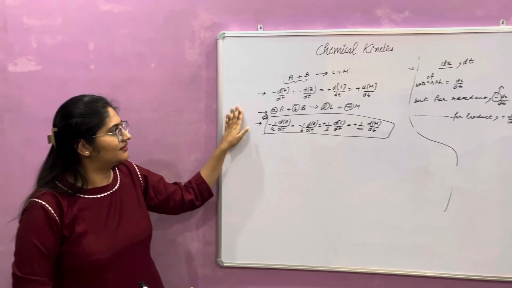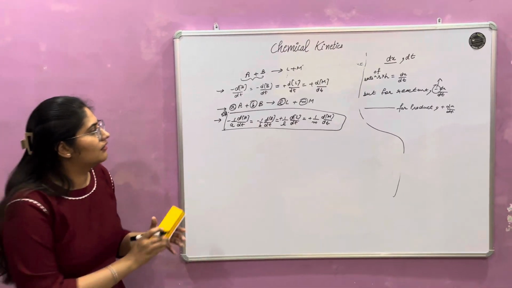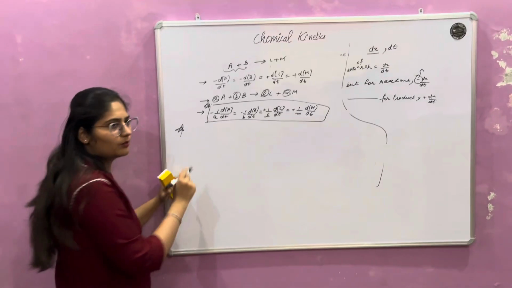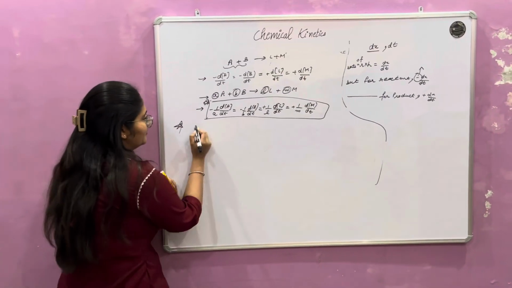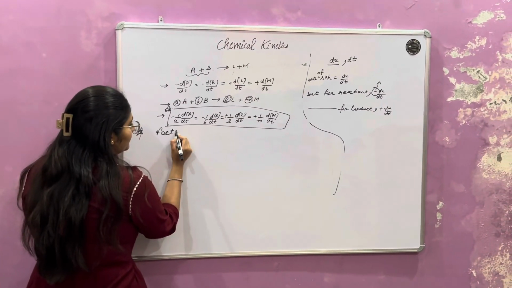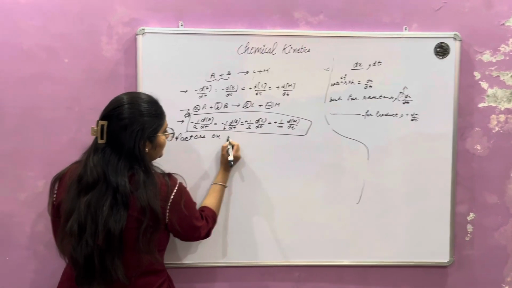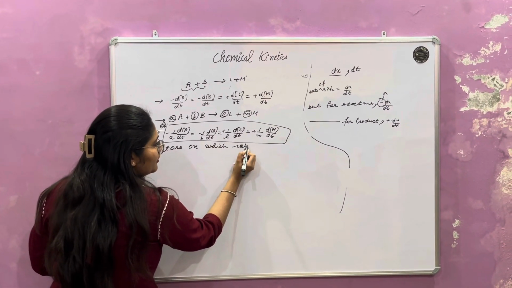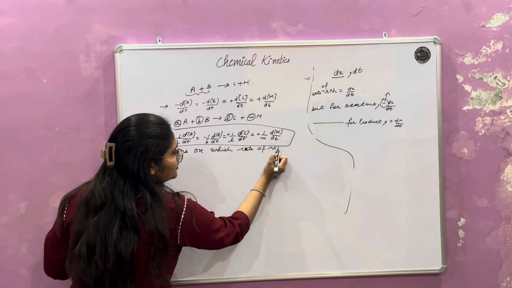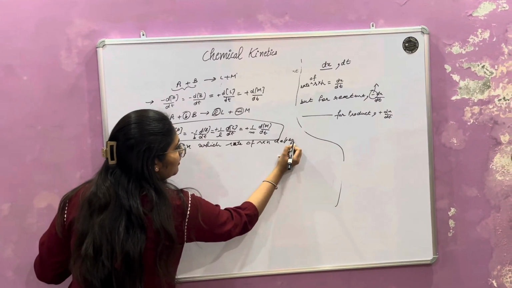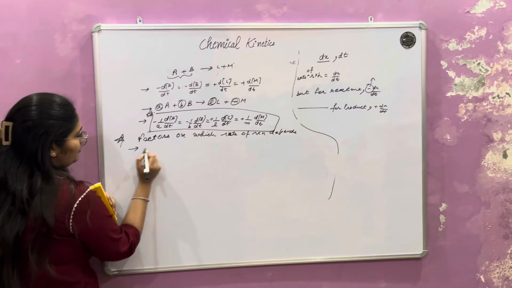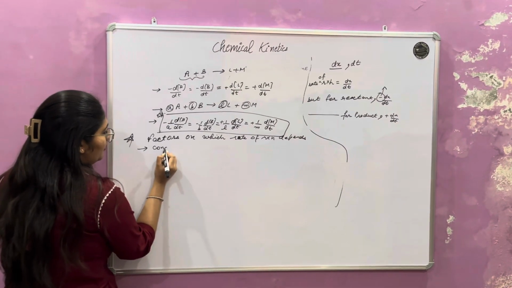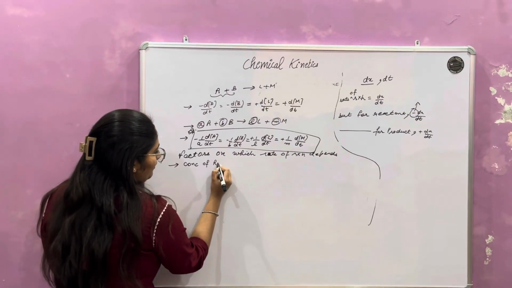After that we will study the factors on which the rate of reaction depends. The first factor is the concentration of reactant.